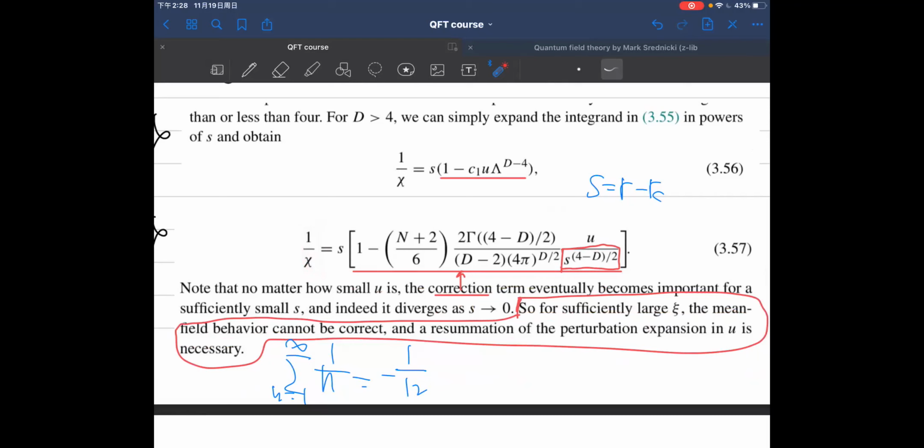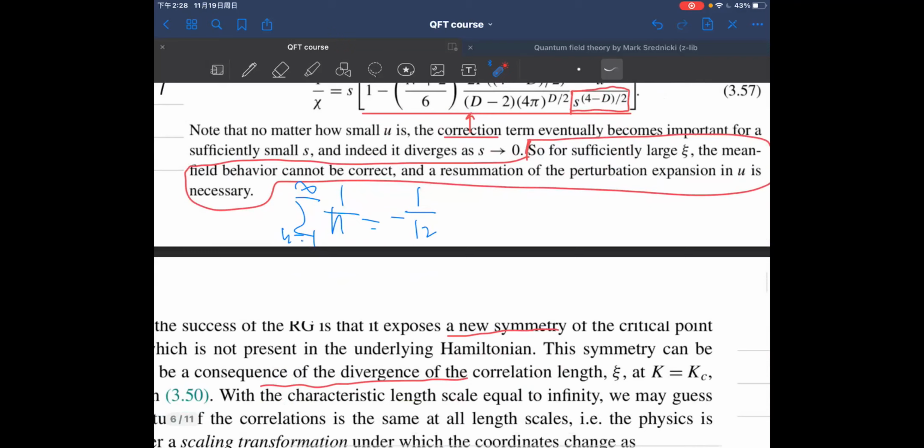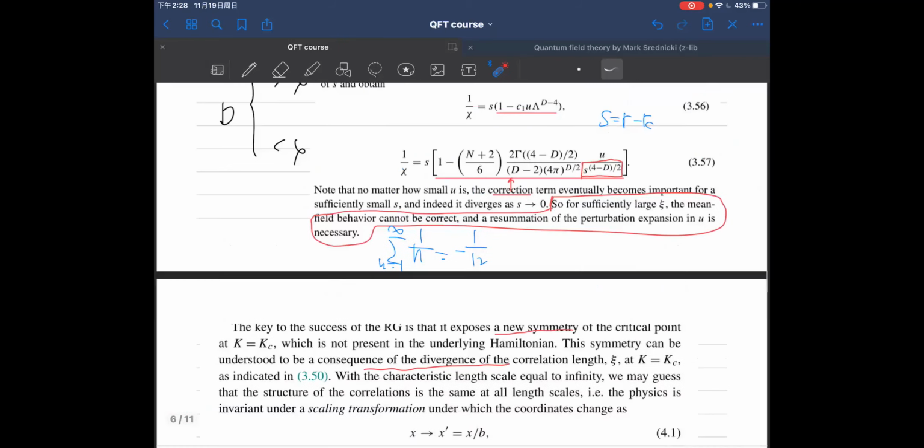We need to resum it, which means just like this one. Okay, we need to resum. We need to do the summation from 0 to infinity. Or if you give a cutoff, oh my God, you have a divergence. Okay, that's great. Now how to understand it?